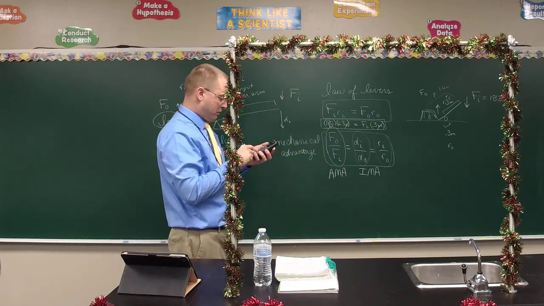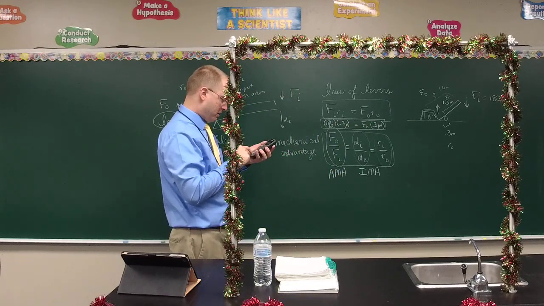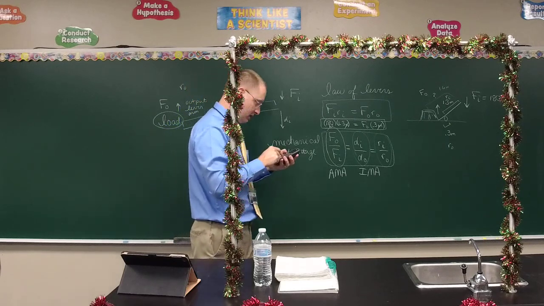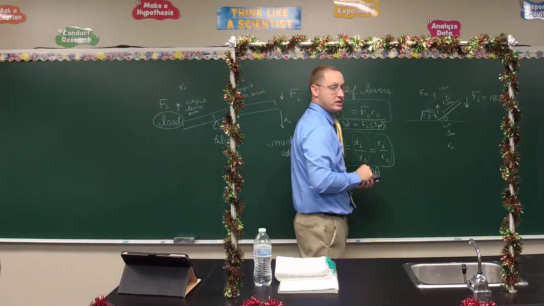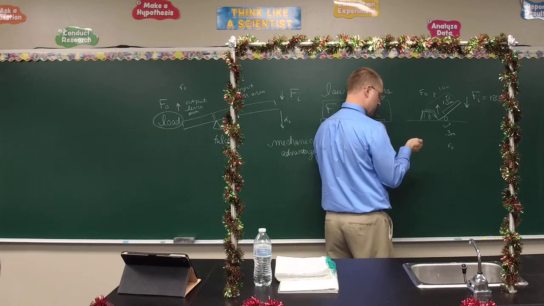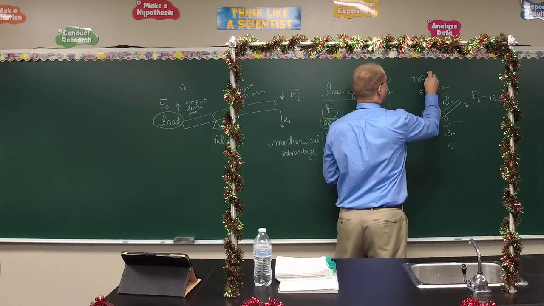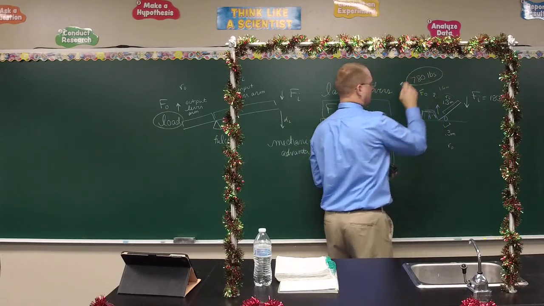And multiply the 180 times the 1.3. We divide it by 0.3. How much force is lifting up on the tree stump, Audrey? 780 pounds. 780 pounds of force lifting up.